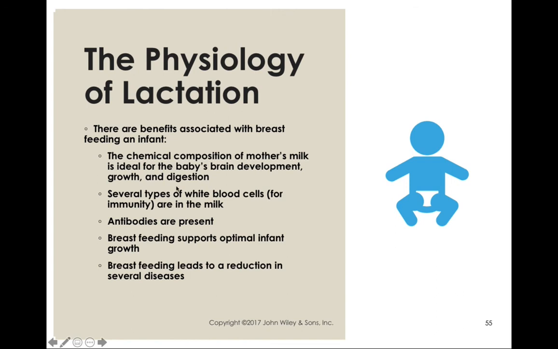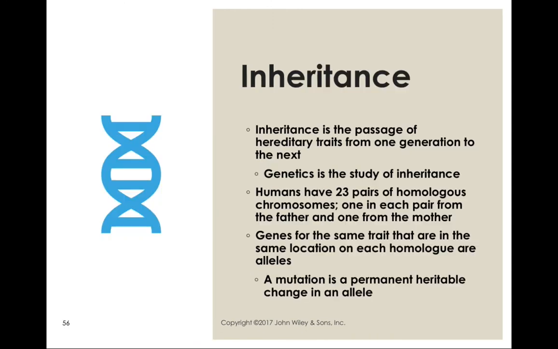We will also see white blood cells found in the milk, and also antibodies that are transferred to the fetus through breastfeeding as well. This is going to be very important for our natural passive immunity. The mother's body produces the breast milk to ensure the optimal growth of the infant.